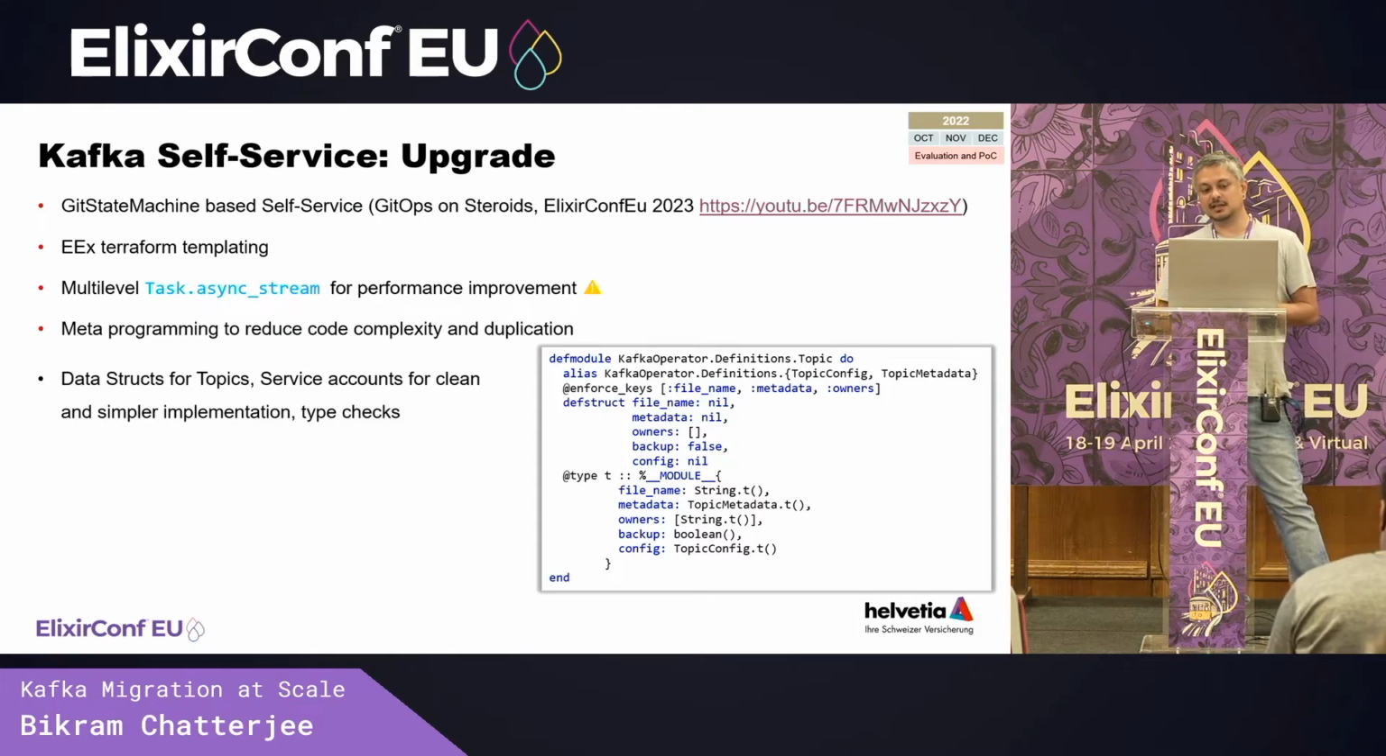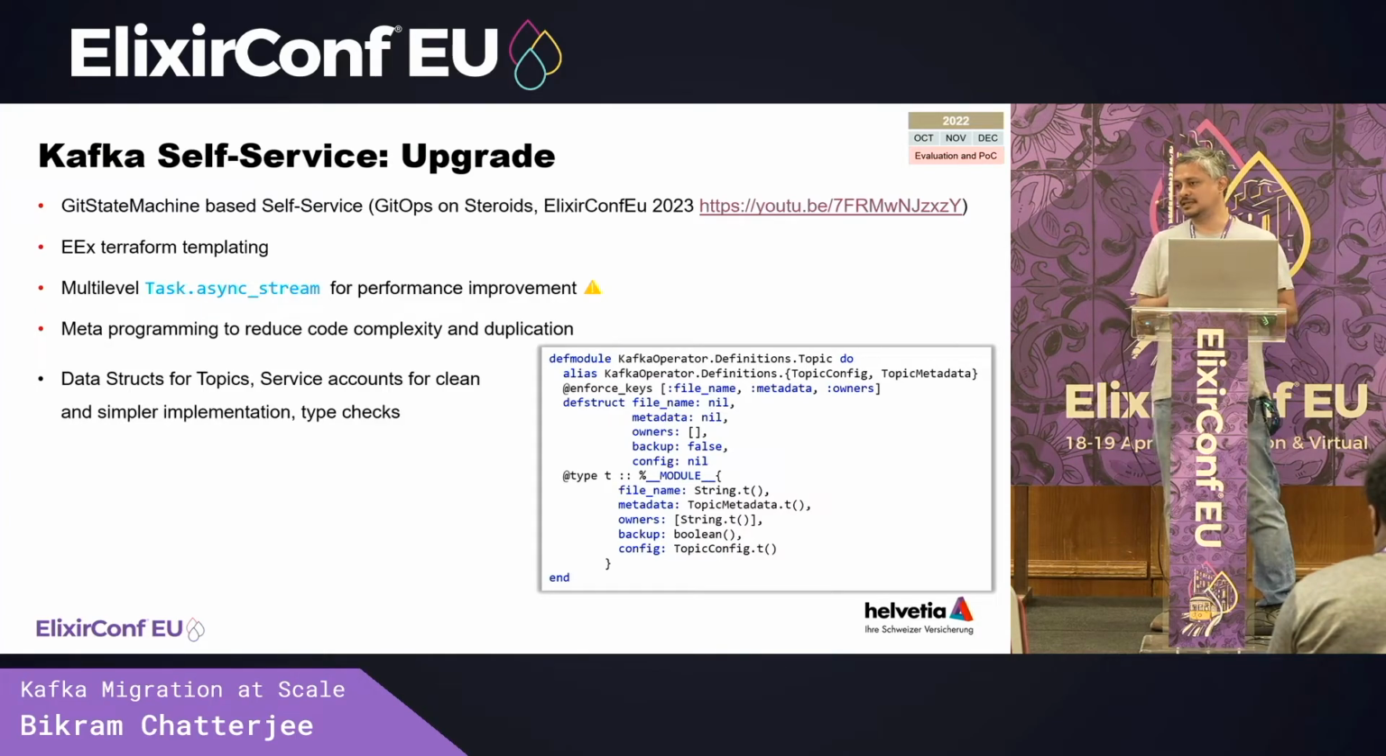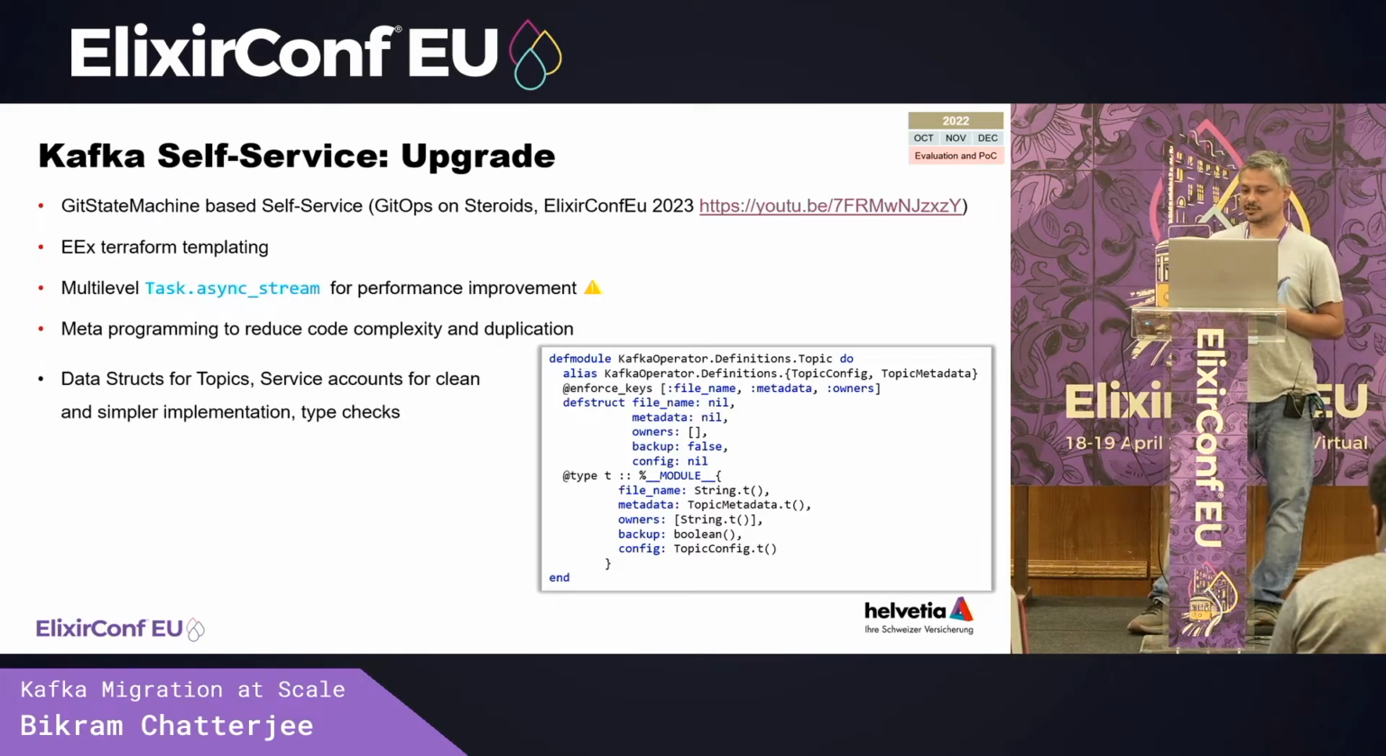We used EEx templating heavily to generate the Terraform script from the meta models. We improved a lot on the performance by building these transitions and combinations using Task.async concurrency. We used quite a bit of metaprogramming to reduce code complexity and duplication. And as for handling the data throughout the pipeline in the lifecycle inside self-service, we used Elixir structs like this, which gave us clean, simpler, and type-checked code.